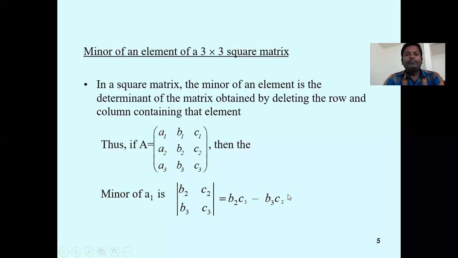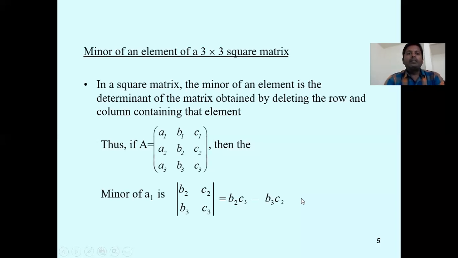Once again, I repeat: in a square matrix, the minor of an element is the determinant of the matrix obtained by deleting the row and column containing that element. Then the minor of A1 is B2 C3 minus B3 C2.